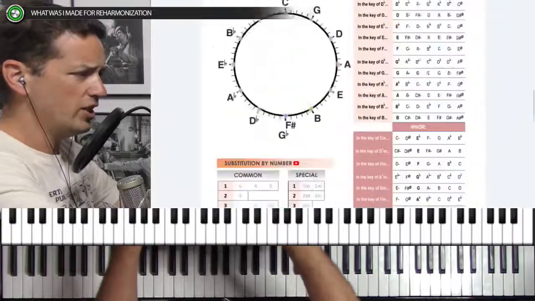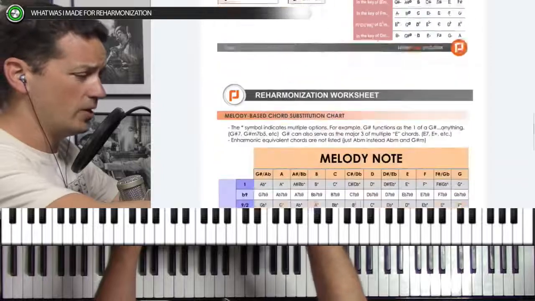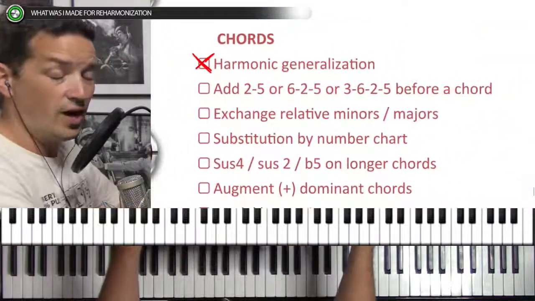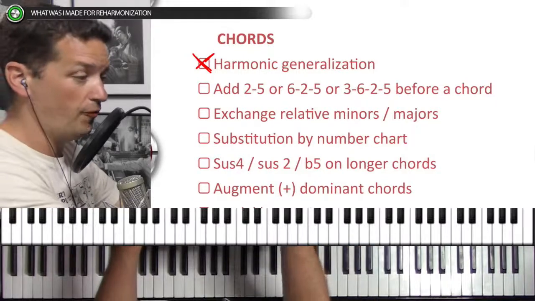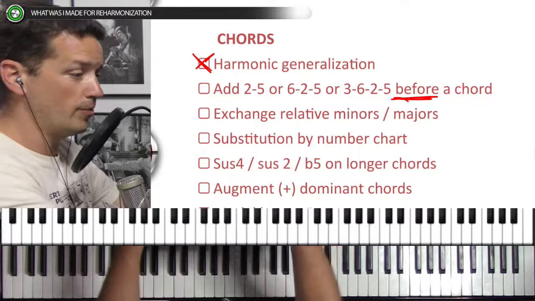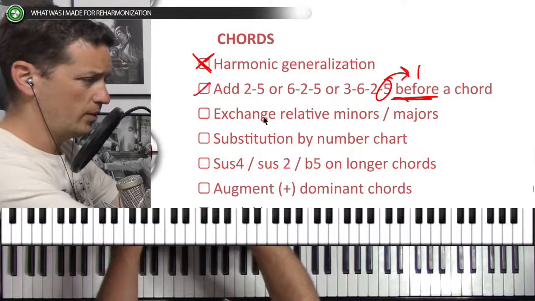Okay, so then we haven't changed any of the chords that are written in officially yet, but let's talk about what we could do here. The next thing is adding in a 2-5 or a 6-2-5 or a 3-6-2-5 before any chord. So trying to go from the 5 to the 1 of any chord. I'll show you what that means.